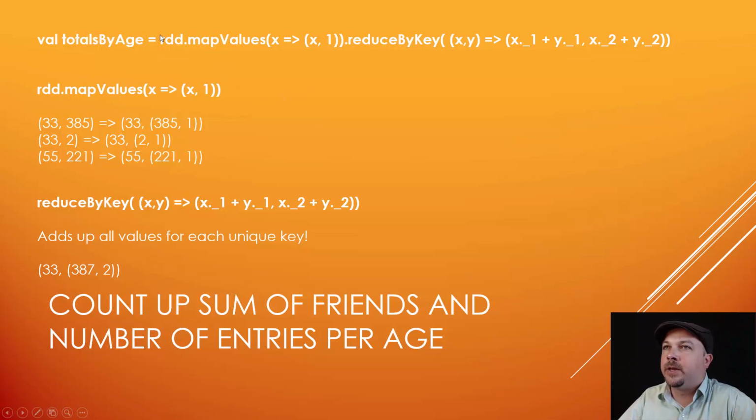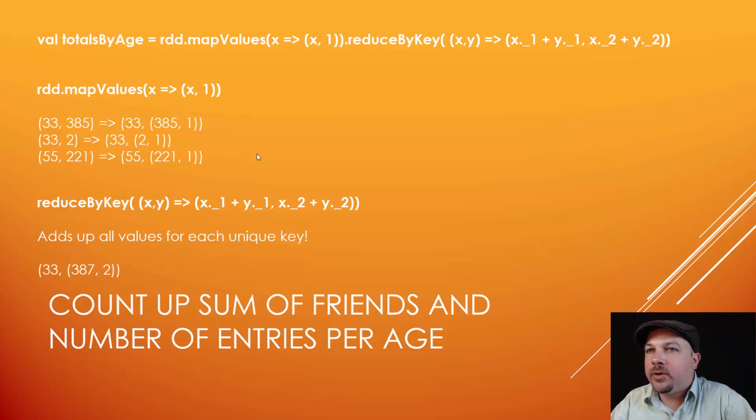So the first part of this statement is rdd.mapValues using a transformation function of x to (x, 1). So all we're doing here is saying transform each number of friends to a tuple that contains the number of friends and the value 1. So what's the method to our madness here? Why am I doing that?